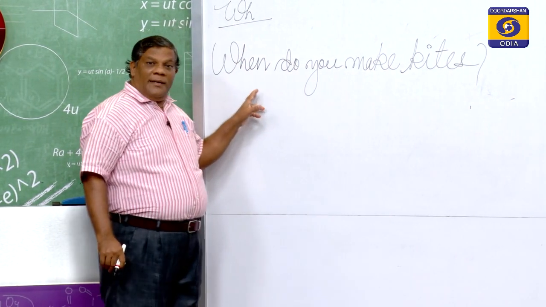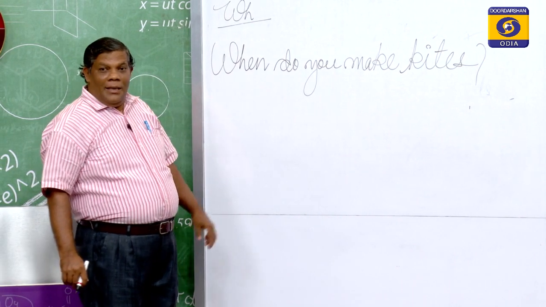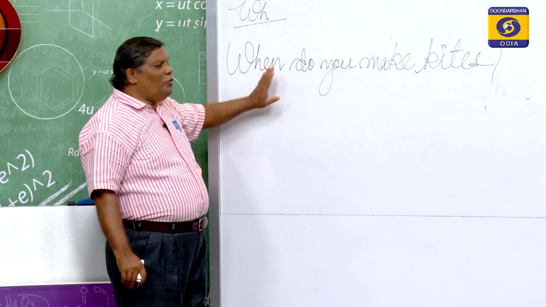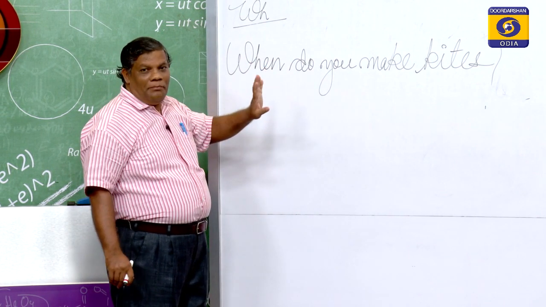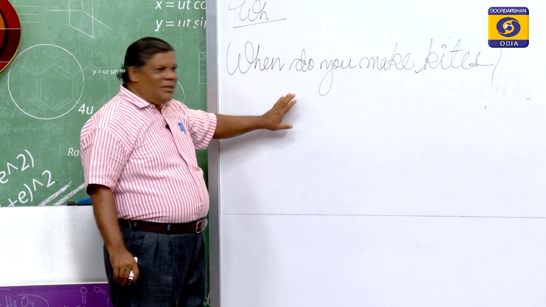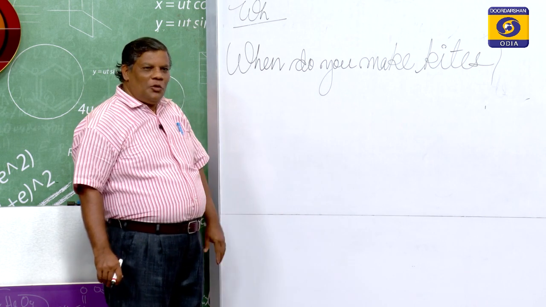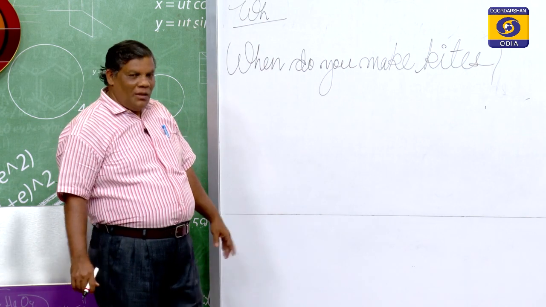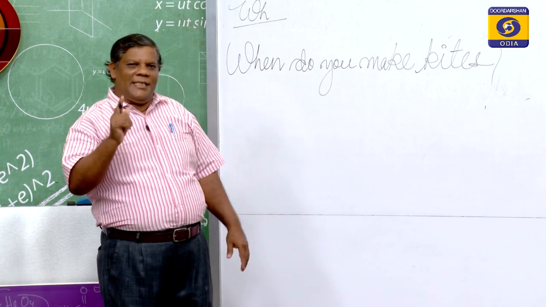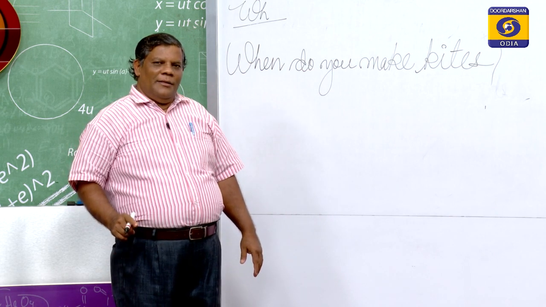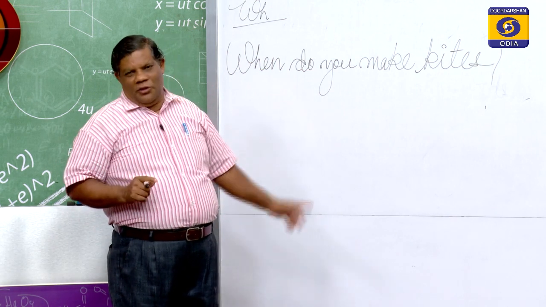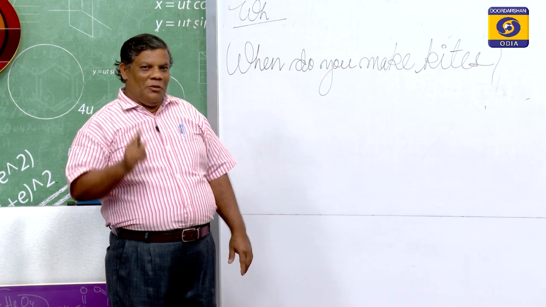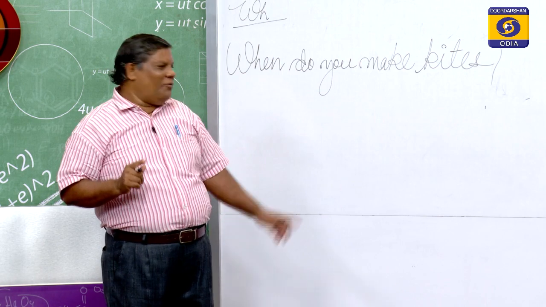When do you make kites? You know, this is a WH word sentence. It needs some information. So, when we transform such sentences, we follow certain stages. We have an extra stage for this. We follow the principles of yes no question sentences, but one extra stage is required for this.